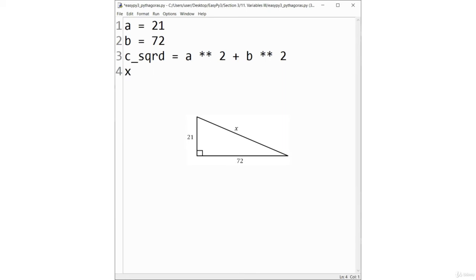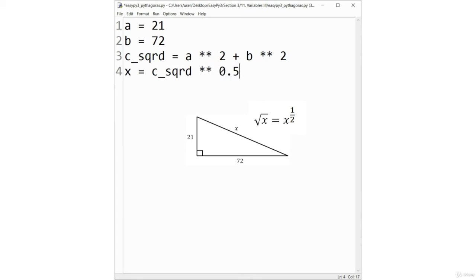Now in maths, the opposite of squared is to square root it. So we need to square root c squared. And whilst there's no arithmetic operator for square root, in maths, putting a number to the power of 0.5 is the same as square rooting it. So we're just going to go ahead and write x is equal to c squared to the power of 0.5.